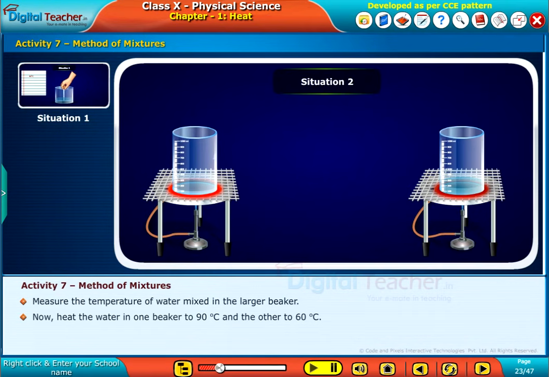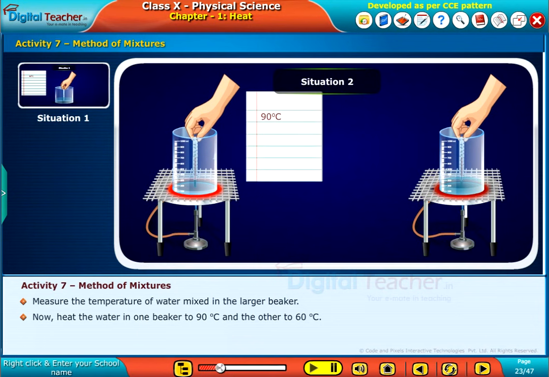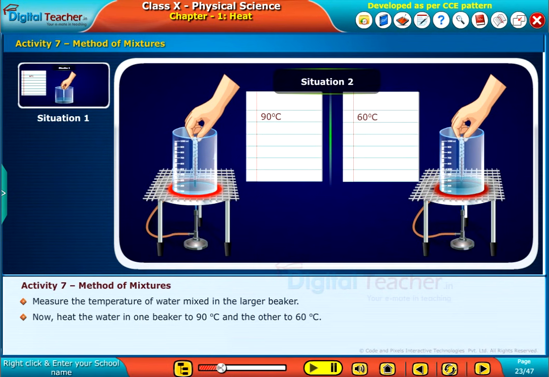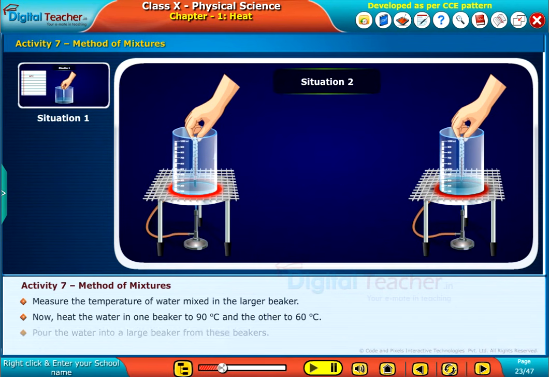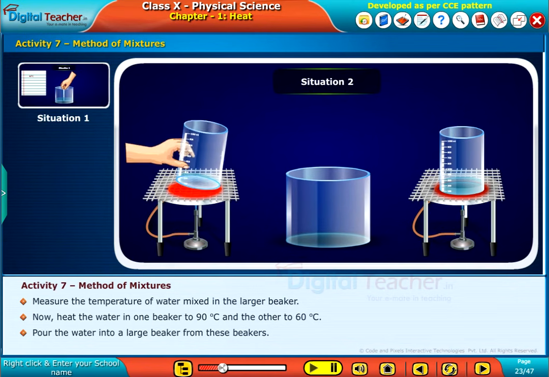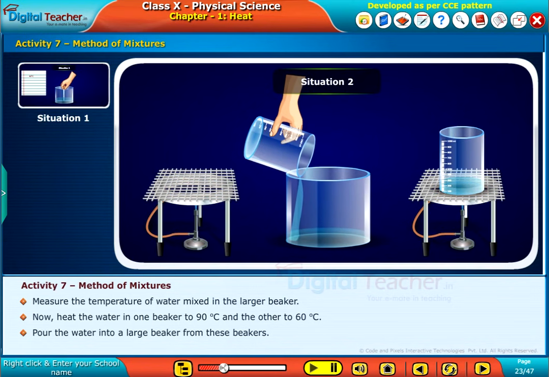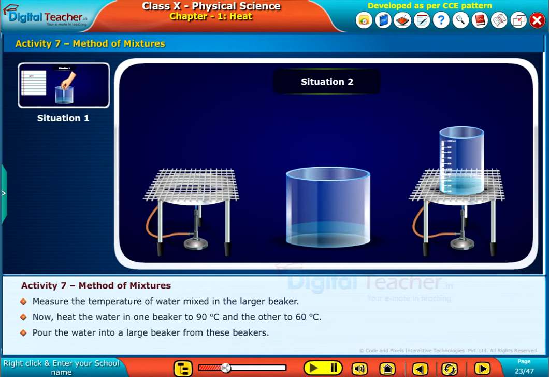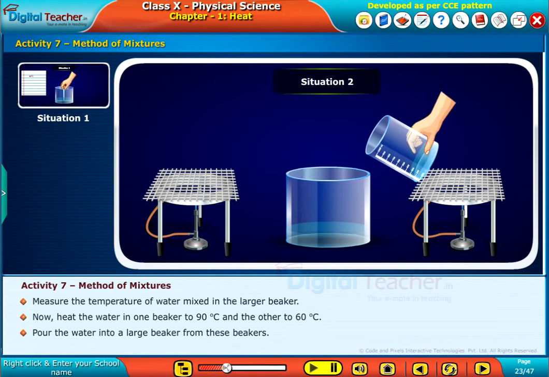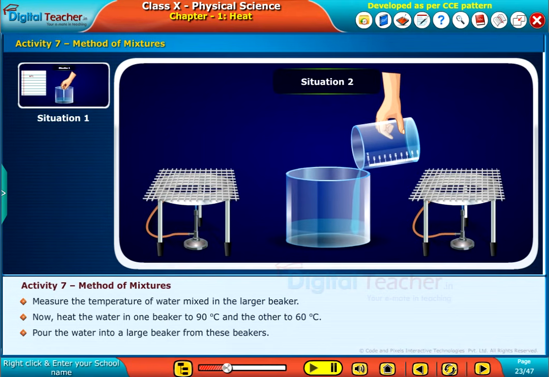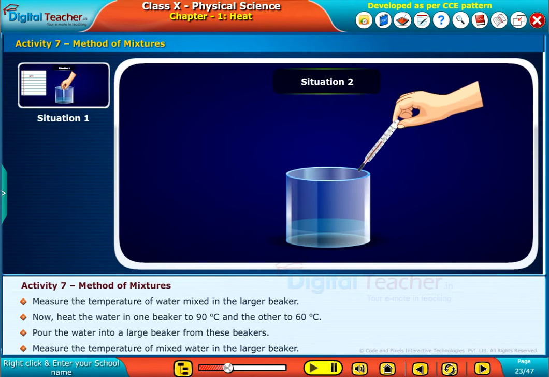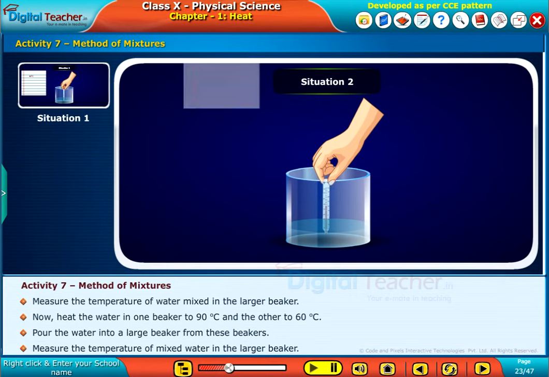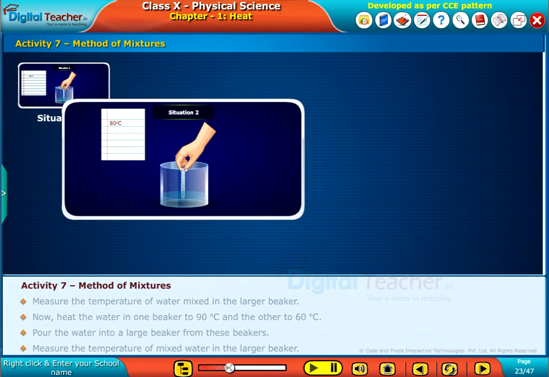Situation 2. Now heat the water in one beaker to 90 degrees Celsius and the other to 60 degrees Celsius. Pour the water into a large beaker from these beakers. Measure the temperature of mixed water in the larger beaker.